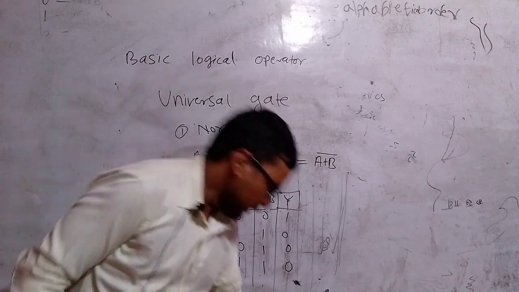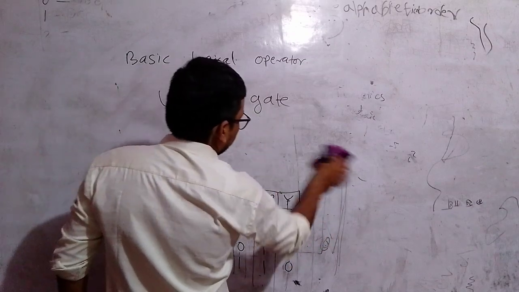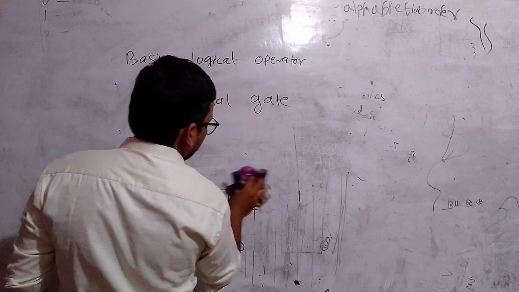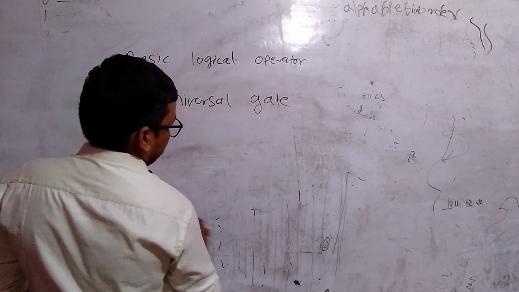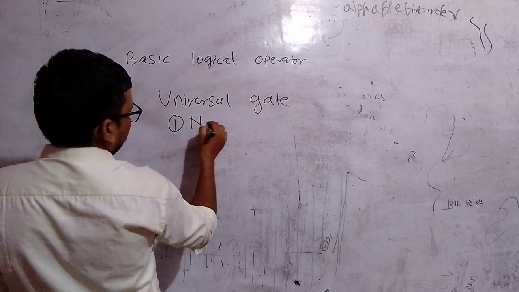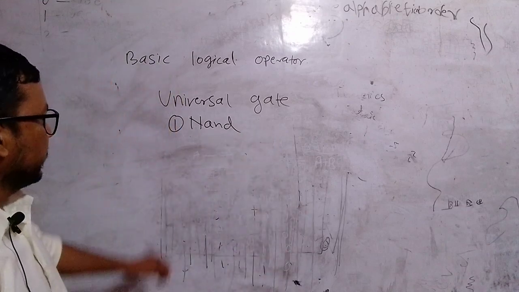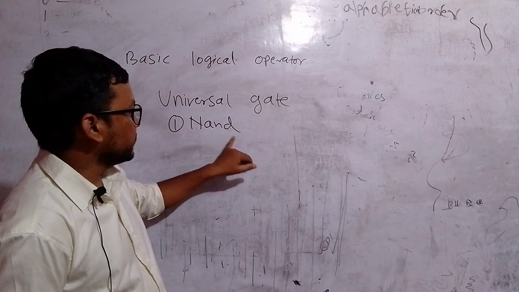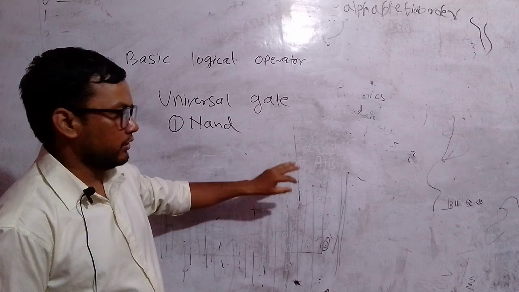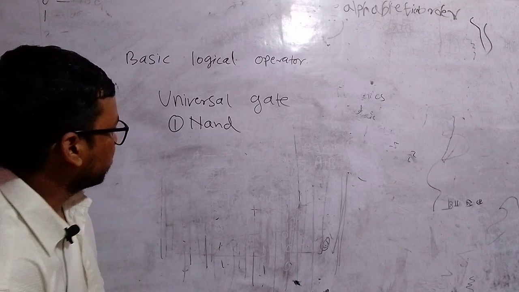Now let's see why NOR gate and NAND gate are called universal gates. We need to know that NAND gate and NOR gate are called the universal gate. Why are NAND gates called universal gates? NAND gates can be used to draw all of the basic gates, thus NAND gates are called universal gates.